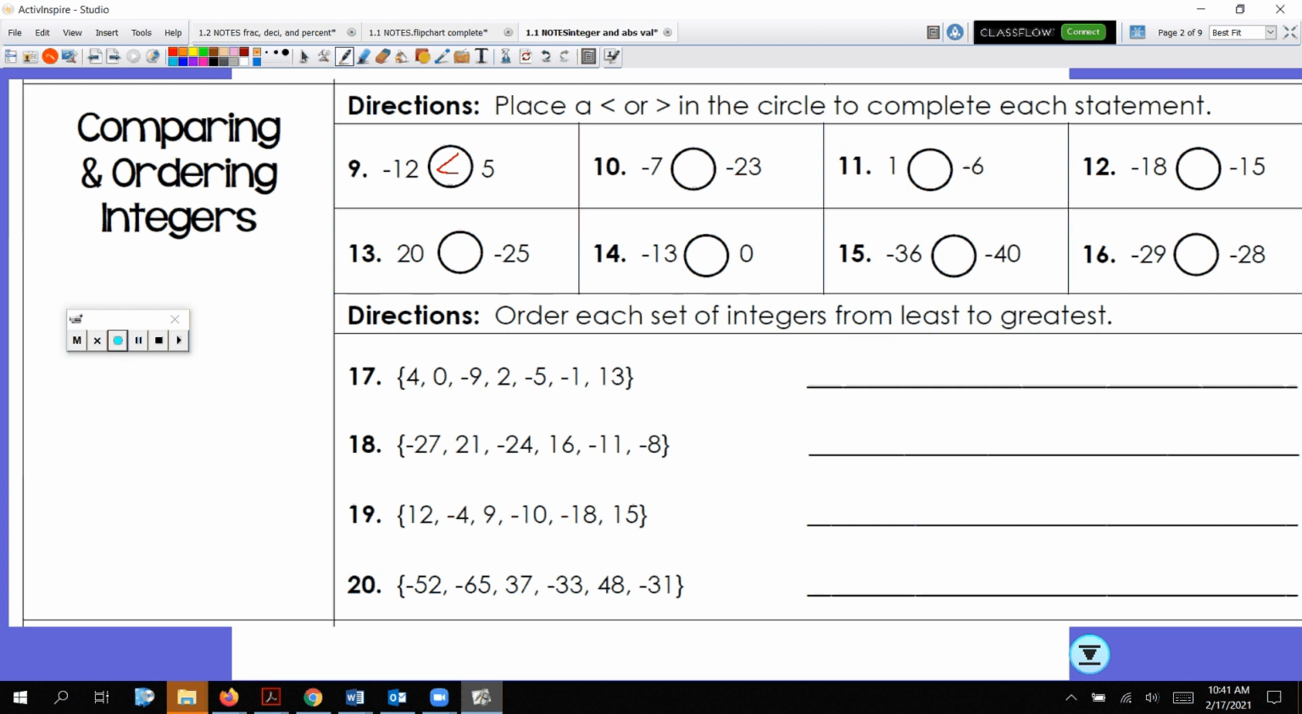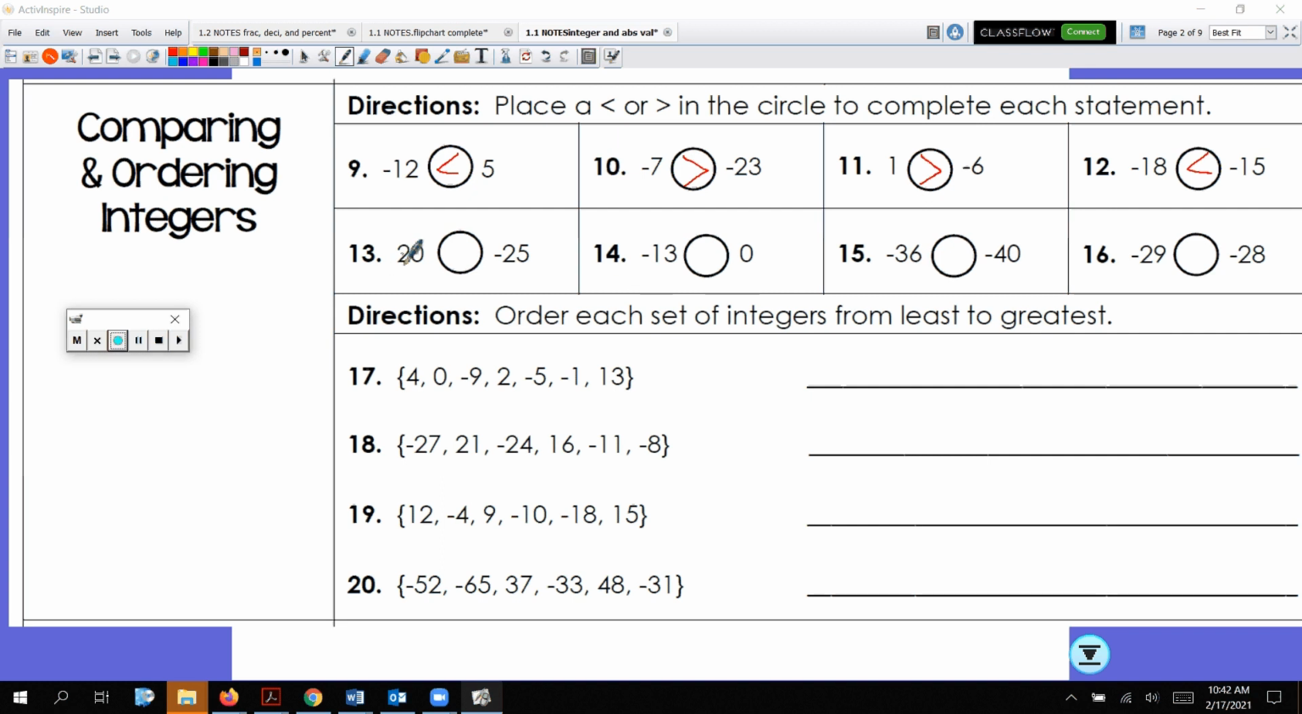In number 10, when you're comparing 2 negatives, the bigger the negative, the farther away from 0 it is, the smaller the number. So in this case, negative 7 is bigger than negative 23. Number 11, obviously a positive number is bigger than a negative. So 1 is bigger than negative 6. Number 12, I have 2 negatives. Remember, the bigger the negative, the smaller the number. So negative 18 is smaller than negative 15.